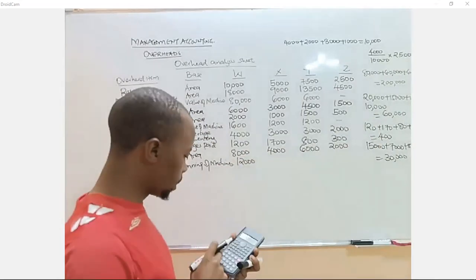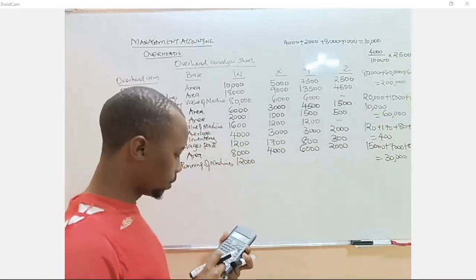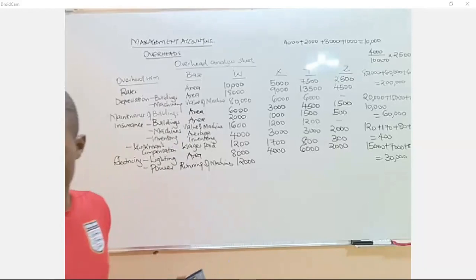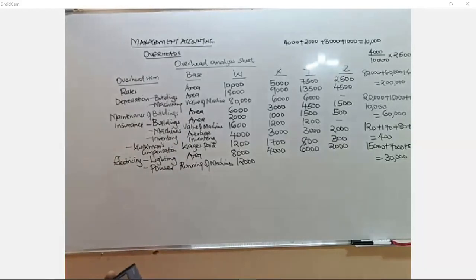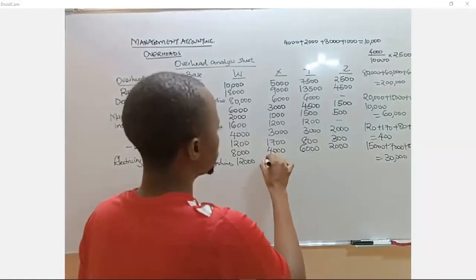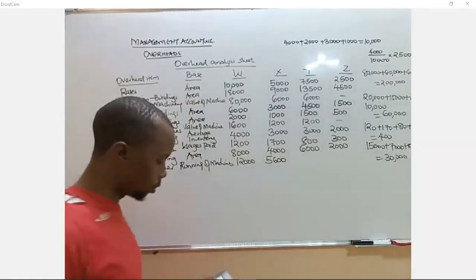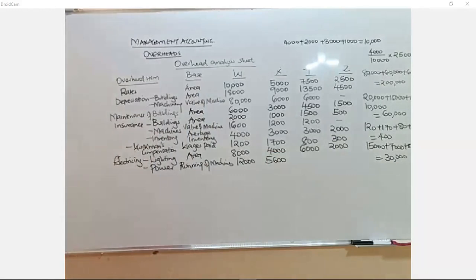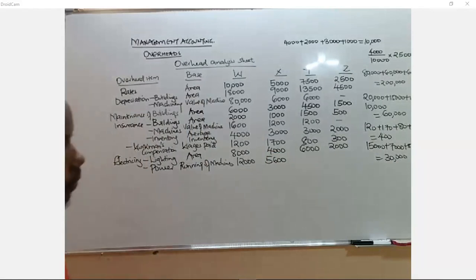The second one will be 7 divided by 30, then you multiply by 24,000, getting 5,600. Then the last one will be 8 divided by 30, then we multiply by 24,000. The last one we are getting 6,400.